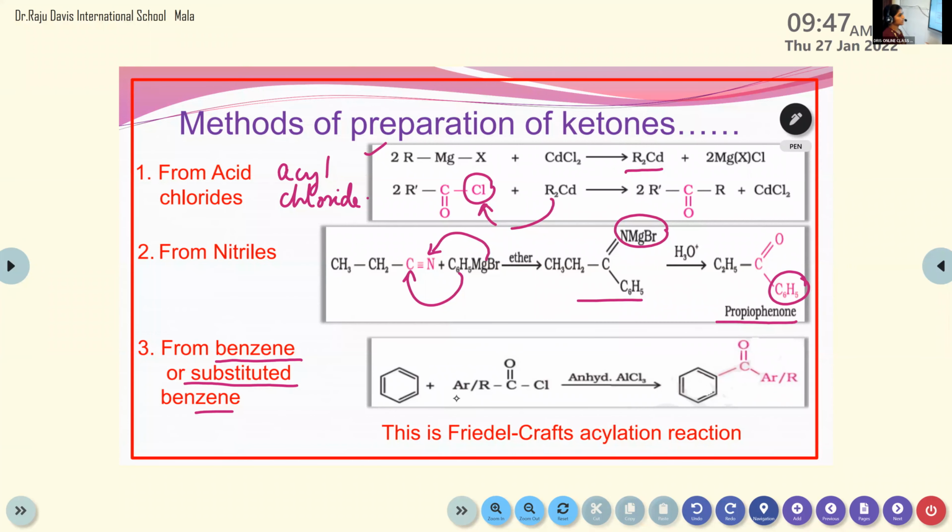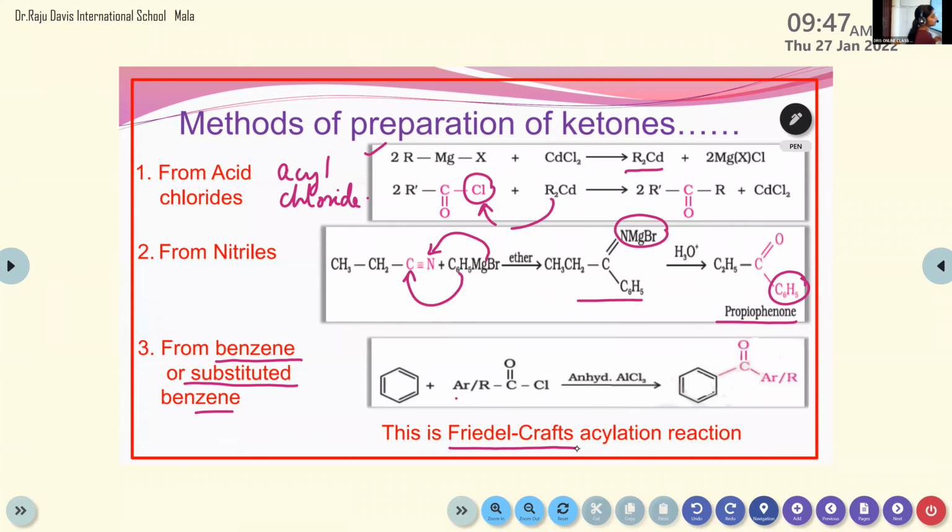You have learned the same reaction in the previous organic chemistry chapters. Do you remember? When you see these two reagents, acid chloride or acyl chloride, and anhydrous aluminium chloride, present in a chemical reaction, it will always be the Friedel-Crafts reaction. So here the reagents are acid chloride and anhydrous aluminium chloride.